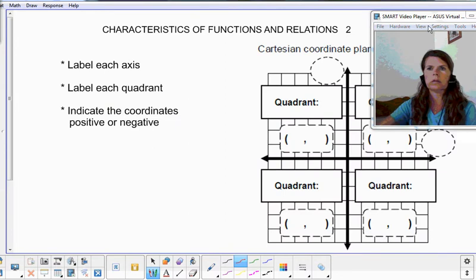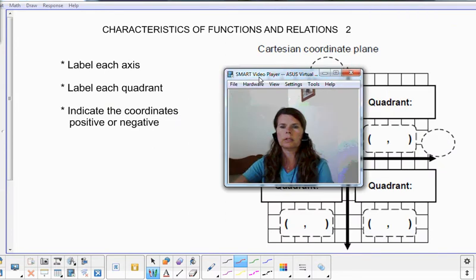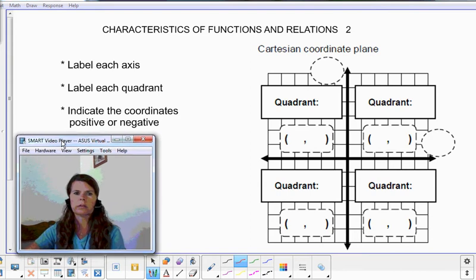Okay, now go ahead on your own. I want you to label each axis, label the x and y axis, label each coordinate, indicate the coordinates. Are they positive or negative in each quadrant? Like, is the x positive here? Is the y positive here? Is it negative? Tell me here. And then here put, is this the x-axis or y-axis? Is this the x-axis or y-axis? And then number your quadrants right here.